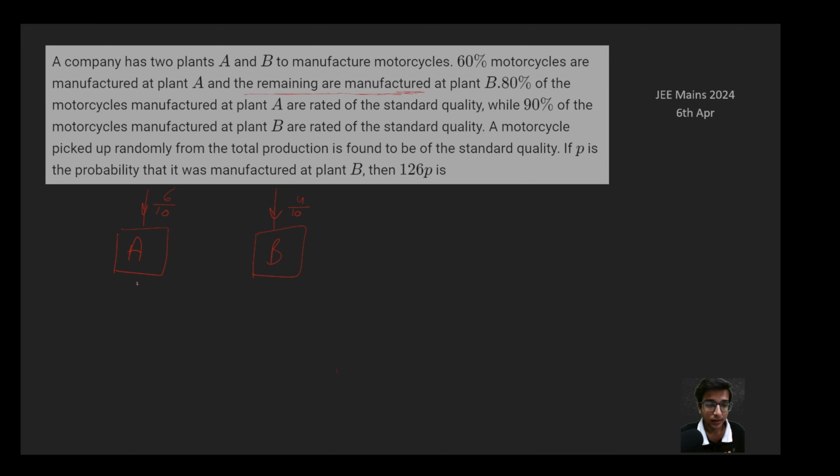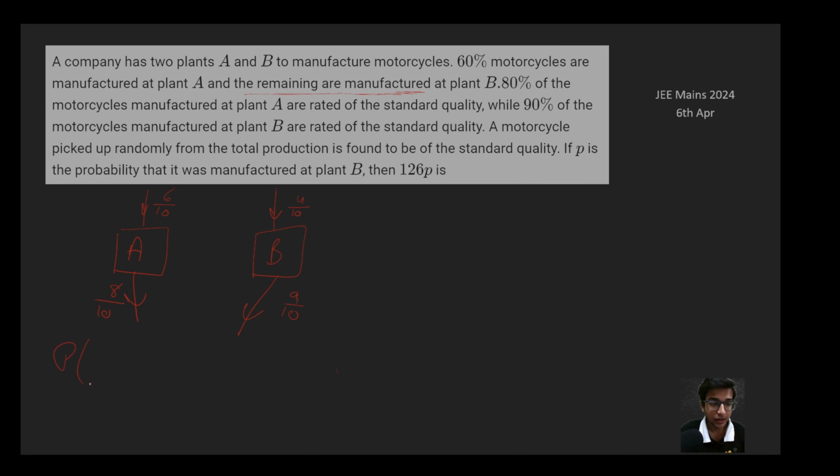So from A, finding a standard quality motorcycle, it is going to be 80%, so 8 by 10. I'm not simplifying this further by dividing by 2 because I'm letting the denominator remain 10 for all these 4 values so that my calculations become easier. And here we have 90%. That means I can take this 9 by 10. Now what have they told us?